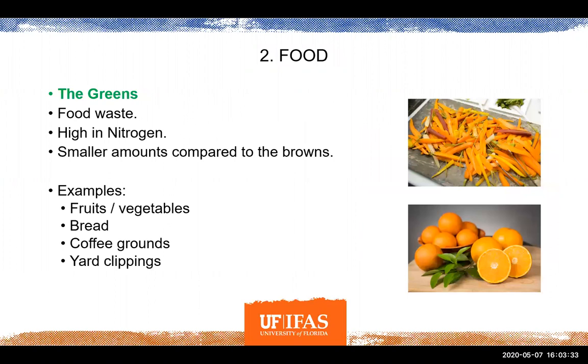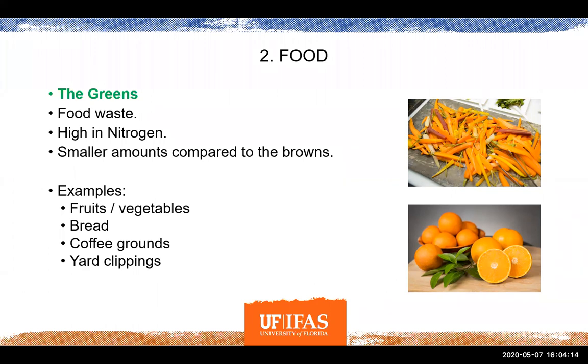The second ingredient we need to go into your bin is the food waste, and these are known as the greens. Greens are higher in nitrogen content than the browns are, but in volume and amount, you're going to have less of the greens, less of the food waste in your pile than you will with the browns or the higher in carbon material. Examples of food that you can use are fruits, vegetables, bread, coffee grounds can be put in there. Yard clippings are also considered a little bit higher in nitrogen. You can add those into your bin.